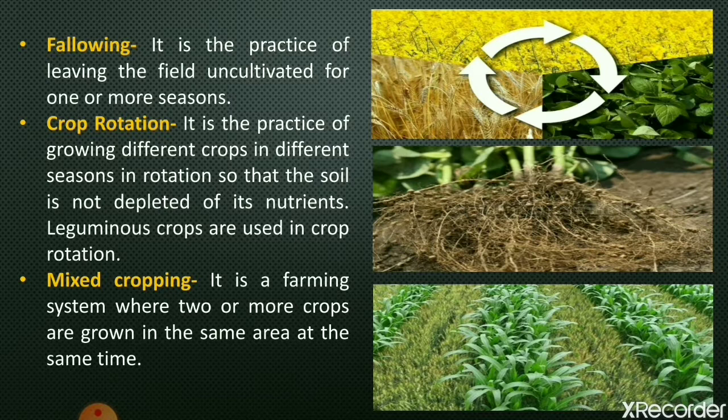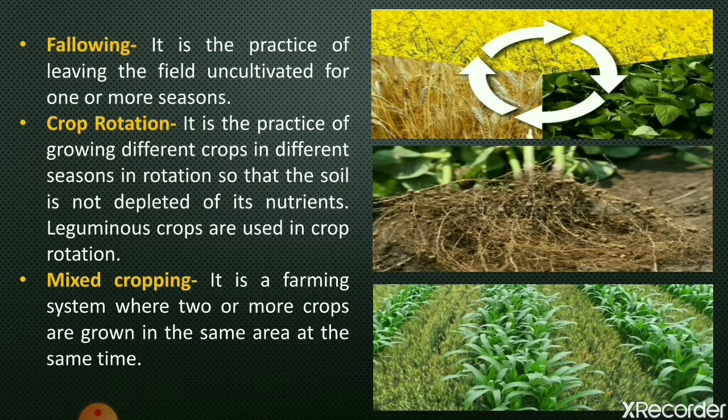And generally leguminous crops are used in crop rotation because leguminous plants are very good plants. They have root nodules, means in the roots some nodule-like structures are formed, and in that nodule-like structure one bacteria, that is rhizobium bacteria, is present. About rhizobium bacteria we have studied in class 7th. We have studied that there is a symbiotic relationship between rhizobium bacteria and the roots of leguminous plants.